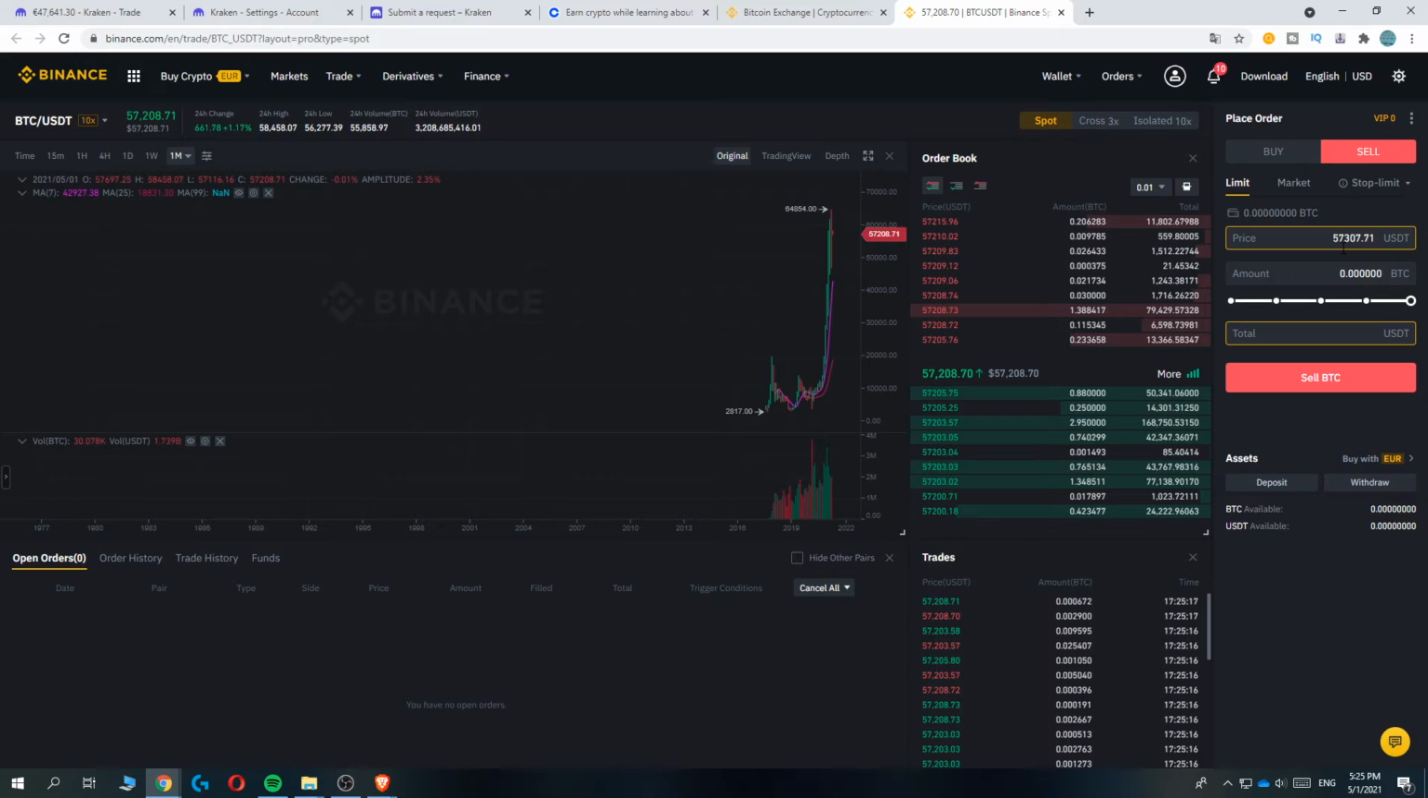So if you have, for example, 0.01 Bitcoin, and you select 100%, this will be 0.01. If you want only 50%, put it on 50. I really like this thing here because it's very easy to use. So let's do 50 for now. Then you can go ahead and hit sell.